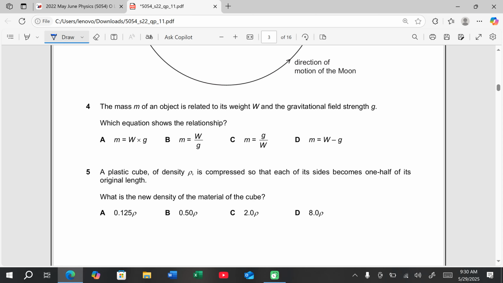The mass m of an object is related to its weight W and gravitational field strength g. Which equation is this? W is equal to mg, so m is equal to W over g.